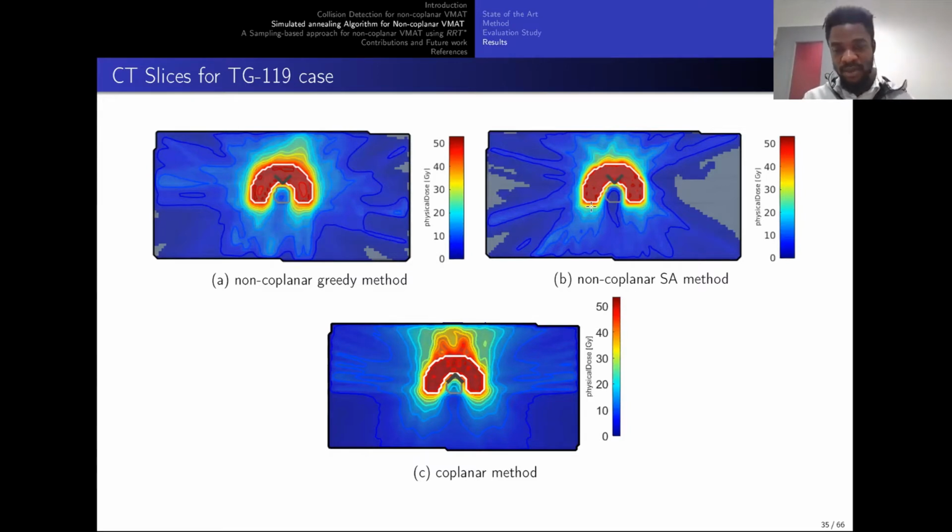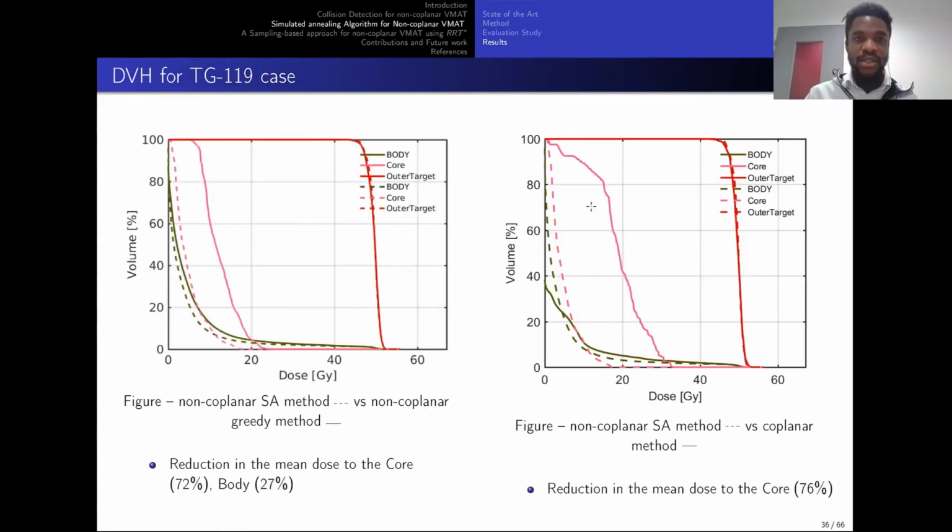This TG1 case is quite classical. It is a simulated non-coplanar case that is usually very difficult to get an optimal dose distribution for. It's quite good for testing non-coplanar treatments. We see also in the DVH that we have reductions in the mean dose to the core and to the body when we are using the non-coplanar simulated annealing method versus the greedy method. We also see reduction in the mean dose to the core when we are using the simulated annealing method versus the coplanar method. So we see generally that the simulated annealing method shows reductions in the mean dose.